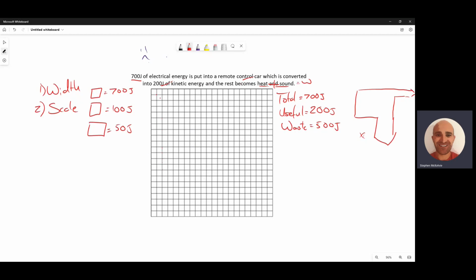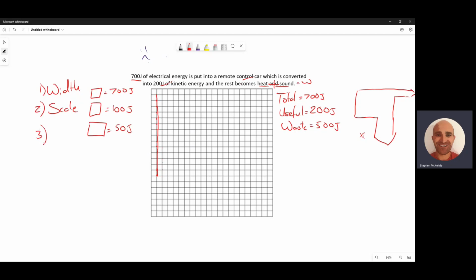I'm going to start up here, and if 1 square equals 50 joules, I'll have to go down 14 squares. Now, what I'm going to ask you to do is literally count. So go 1 square, 2, 3, 4, 5, 6, 7, 8, 9, 10, 11, 12, 13, 14. There is the first line that you have to draw. From this first point, 14 points away, you're going to pick up your ruler and you are going to draw your first line. You are not to do what I am doing. Do as I say, not as I do.